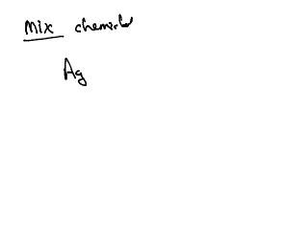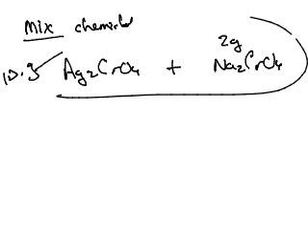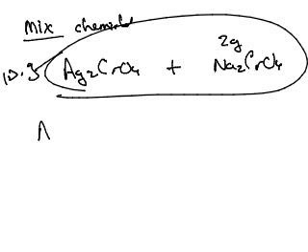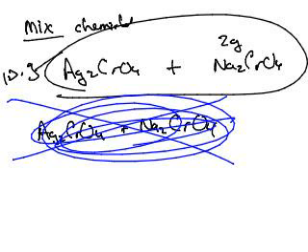But another thing that's important to understand is that oftentimes you will have a mixture of compounds. For example, I could say you have 10 grams or something of Ag2CrO4, and you're mixing it with, say, some sodium chromate, Na2CrO4, 2 grams of this. And what I oftentimes see students do is they'll write this reaction, Ag2CrO4 plus Na2CrO4. And you should never, ever do that.